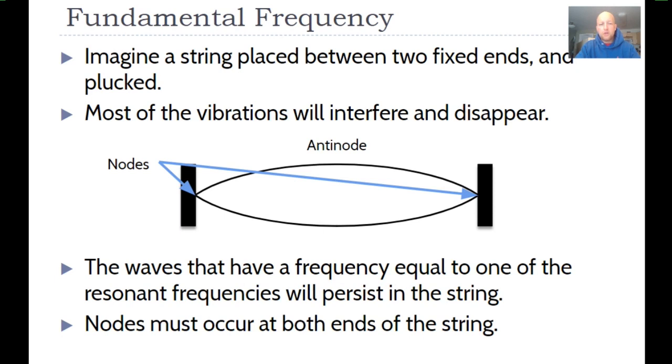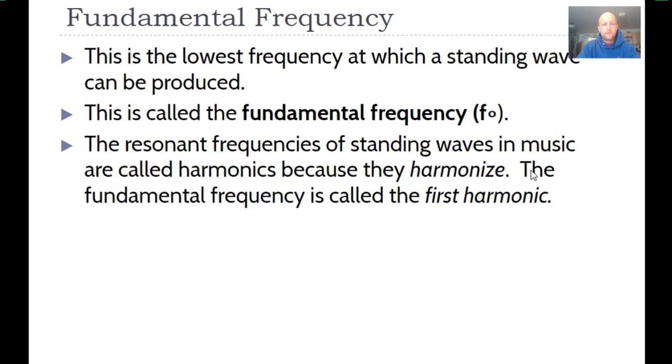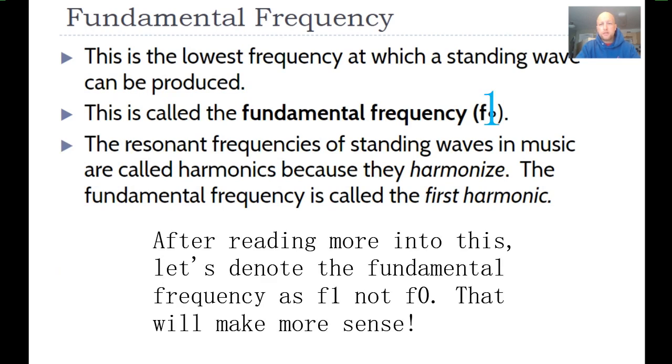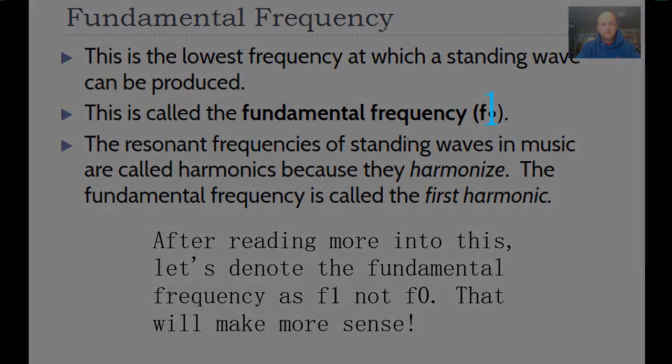As you can see, there's going to be nodes on either side. In the middle, here's the antinode. So as this vibrates up and down, you have the antinode, also known as the loop. In this particular example, this would be an example of a fundamental frequency, or the first harmonic. This is the lowest frequency at which a standing wave can be produced. It's a standing wave because, again, it doesn't appear to be moving along the string. All it is doing is vibrating up and down.